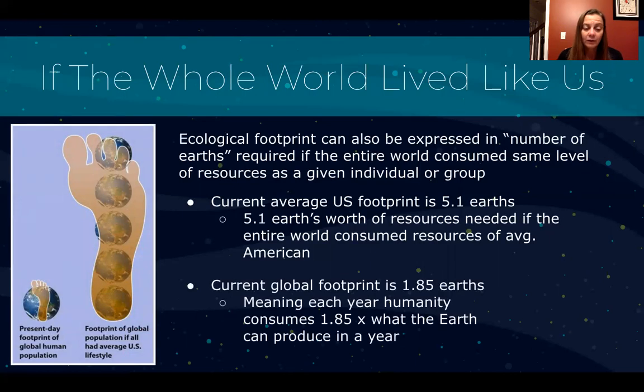Again, that's arable land. Our current global footprint is 1.85 Earths, which means that every year we as humans consume 1.85 times what the Earth can produce in a year. So that is not sustainable, because right now we have excess space. But we are going to reach a point where we are consuming more than the Earth can produce at a rate that is not sustainable.